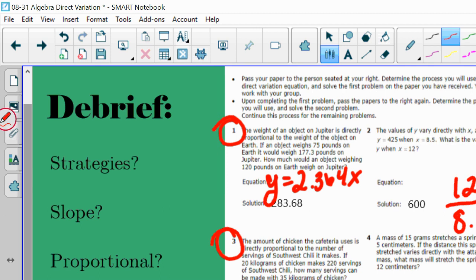Yeah. So I did a slightly different one for that one. Did anybody get something a little different for that one? I did that a little differently. I did 425 divided by 8.5 because those were the ones that went together. Does that make sense? Yeah.